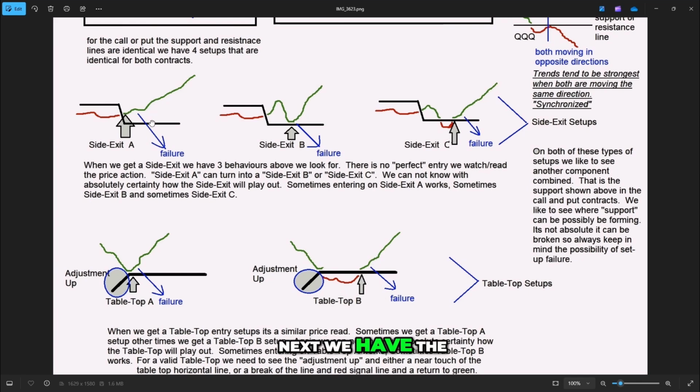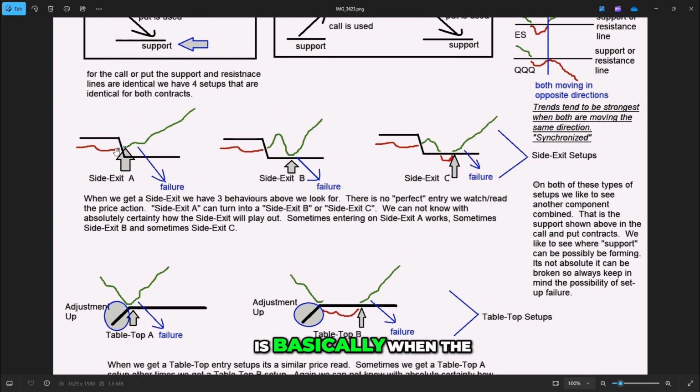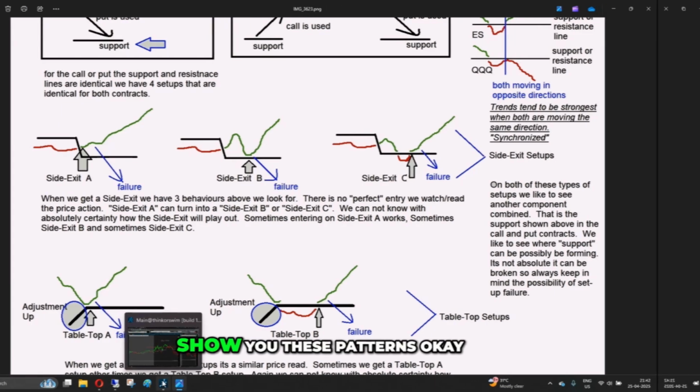Okay, next we have the side exit. Side exit is basically when the price actually moves up and the vector goes down. Now, this leads to more of a volatile move to the upside. So these patterns are for the upside. That is why we see more of these patterns on your contracts. Like right here, if you ever watch QQQ Live, you must have noticed that Mr. Russell marks down tabletop A, tabletop B here and there, showing you that these are potential entries that one can look for. Okay, so now on TOS I'm going to show you these patterns.